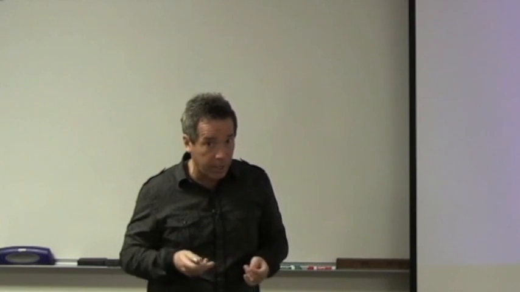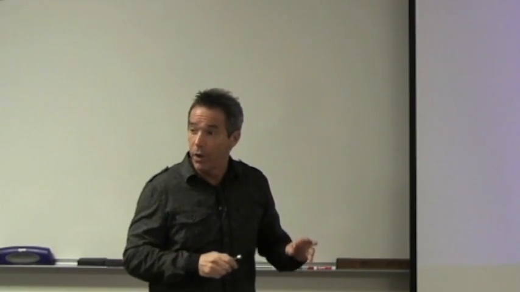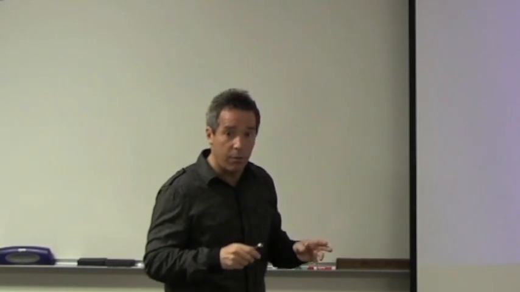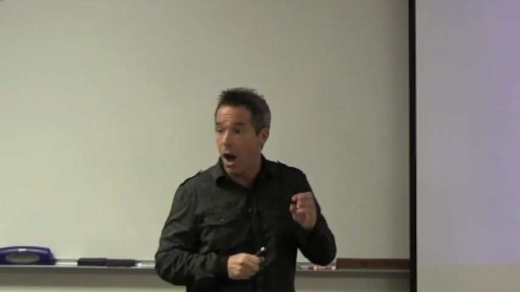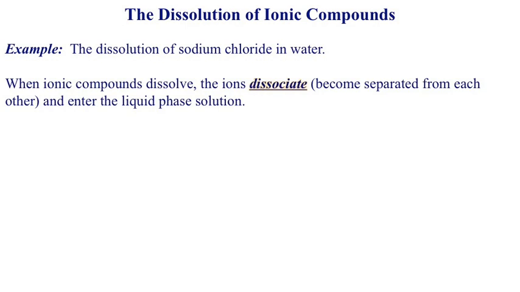Sodium chloride, we know from our experience, you put it in water and it appears to disappear. Well, the sodium and chlorides are still in there, we just can't detect them with our eye anymore. How do they exist when we say they're dissolved? So we're getting an idea of what dissolved means on the scale of the individual ion or molecule. When ionic compounds dissolve, the ions dissociate, that's become separated from each other, and enter the liquid phase solution.